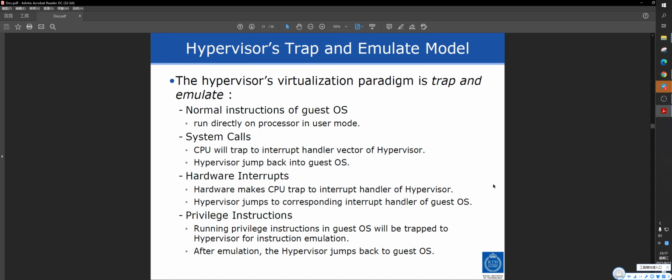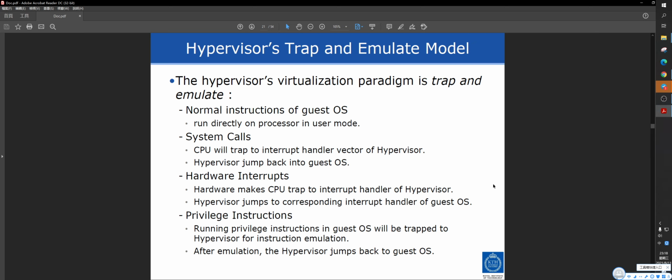The hypervisor's virtualization paradigm is trap and emulate. Normal instructions of the guest OS run directly on the processor in user mode. System calls: the CPU will trap into the interrupt handler of the hypervisor, and the hypervisor jumps back into the guest OS. Hardware interrupt: hardware makes the CPU trap to the interrupt handler of the hypervisor, and the hypervisor jumps to the corresponding interrupt handler of the guest OS.